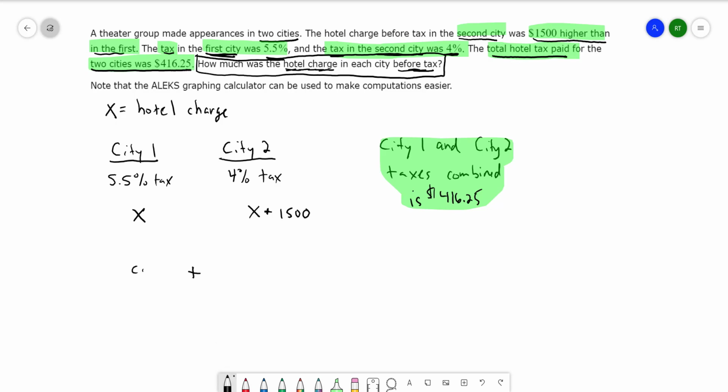So if I express it, city 1 plus city 2, and again we're talking about city 1 taxes plus city 2 taxes, that's going to equal $416.25. The only other thing you need to know now is how do you calculate taxes. So I'll show you a little formula on the side. To calculate taxes paid, you can use this formula.